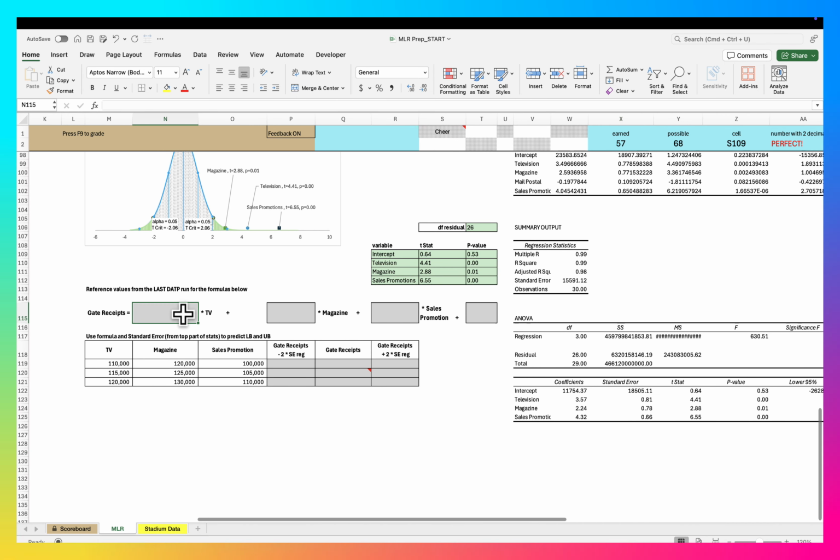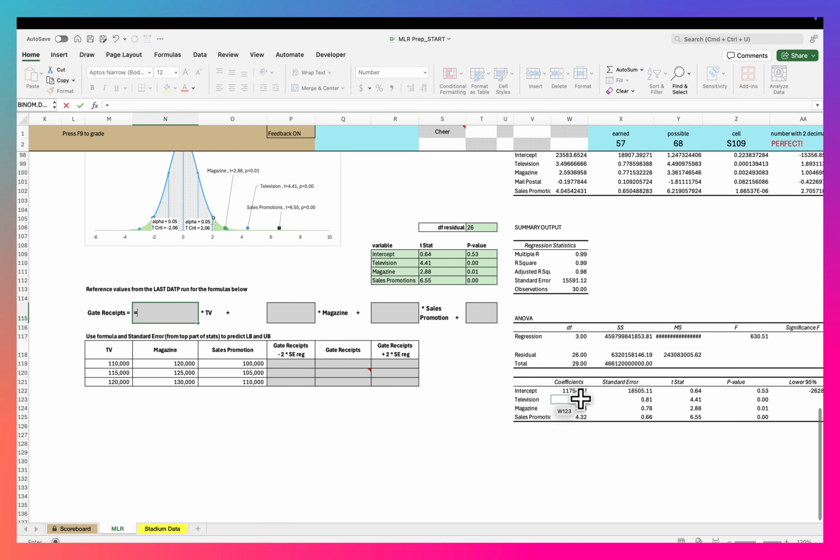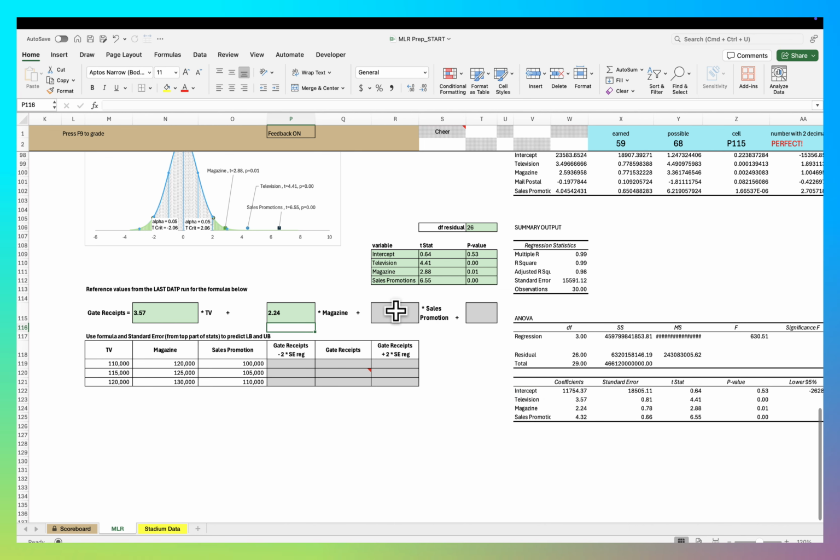So gate receipts is going to be equal to 3.57 times TV, plus, and then we need the coefficient for magazines, plus the coefficient for sales promotions, plus what comes at the end? Our intercept. So there's our intercept right there. Oops, I guess I gotta put an equal sign here to get it. And there's our regression formula.